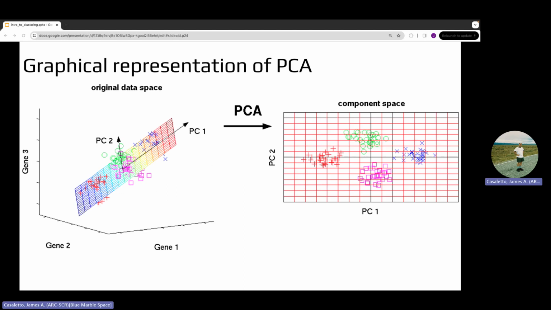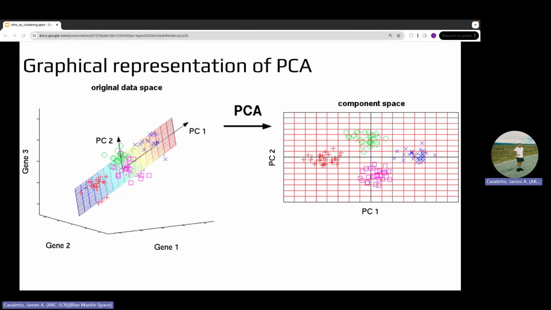Principal component analysis, or PCA, is a form of dimensionality reduction, which first searches across the feature space for the vector which captures the highest degree of variance. This first vector is called PC1, or principal component 1, and is not necessarily parallel to the original feature axes, in this example, gene 1, gene 2, and gene 3.